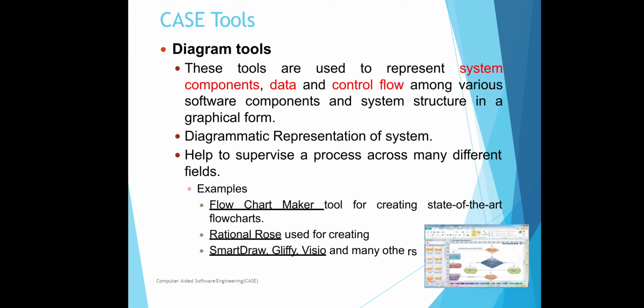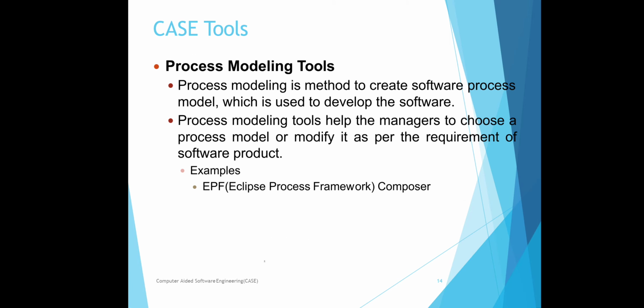For example, flowchart makers are tools for creating state of the art flowcharts. Process modeling tools: process modeling is a method to create the software process model which is used to develop the software. Software modeling tools help the manager to choose a process model or modify it as per the requirements of the software production. Example: EPF.